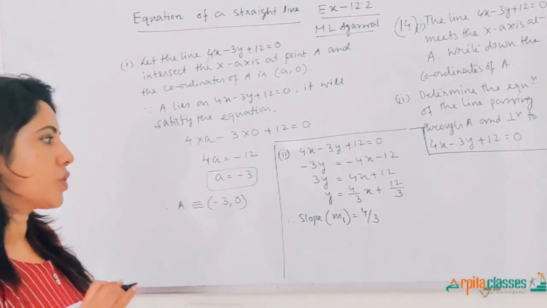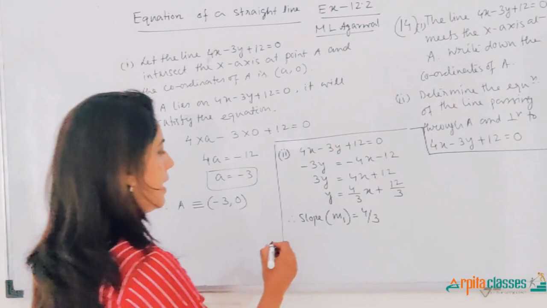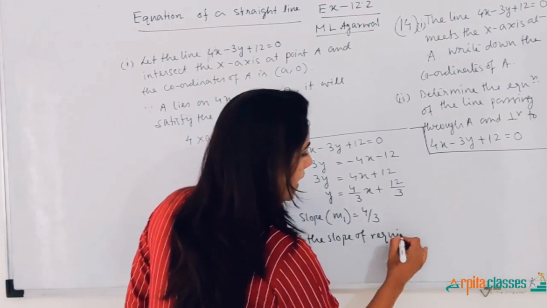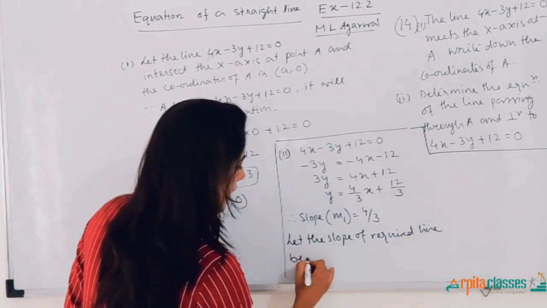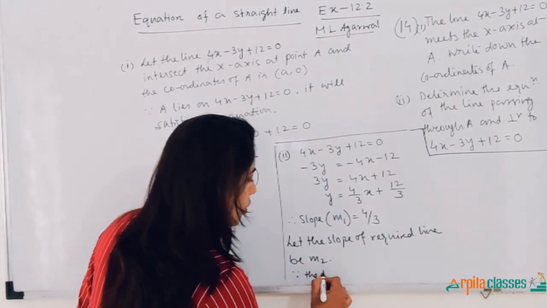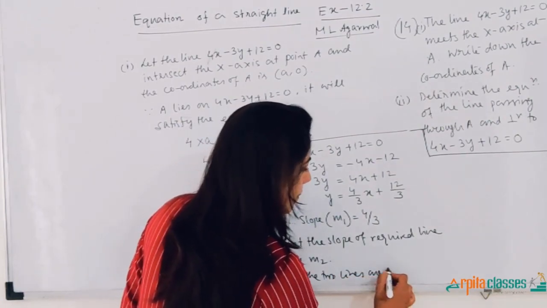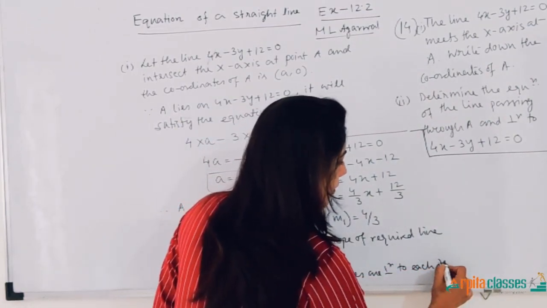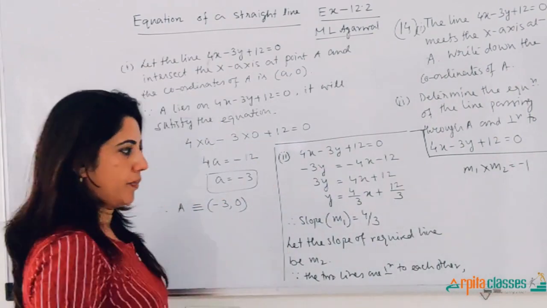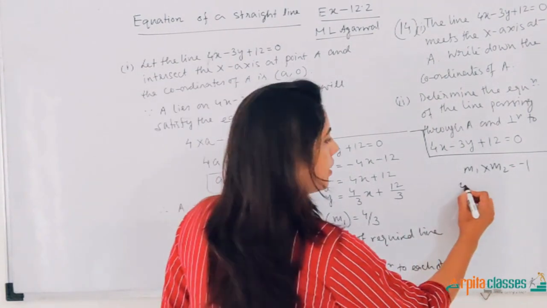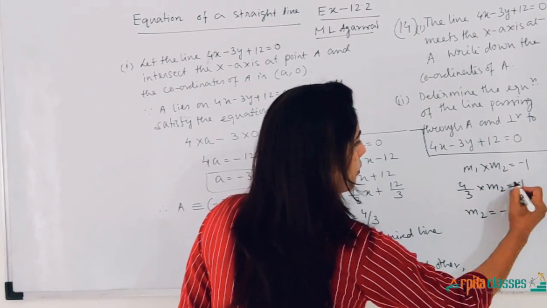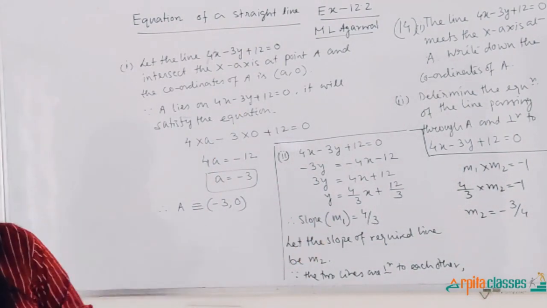So I consider the slope of this given line is m1. Let the slope of the required line be m2. Since the two lines are perpendicular to each other, we get m1 into m2 is equal to minus 1. So m1 is 4 upon 3, put it here. 4 upon 3 into m2 is minus 1, or m2 is minus 3 upon 4. So we get the slope of the required line.